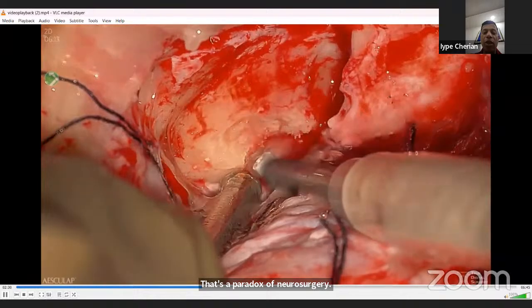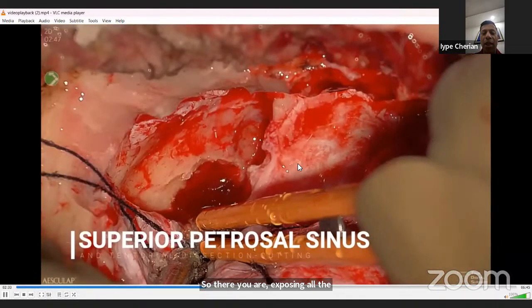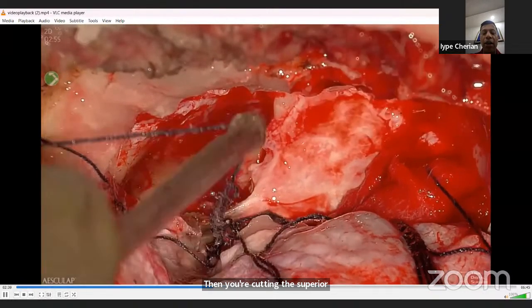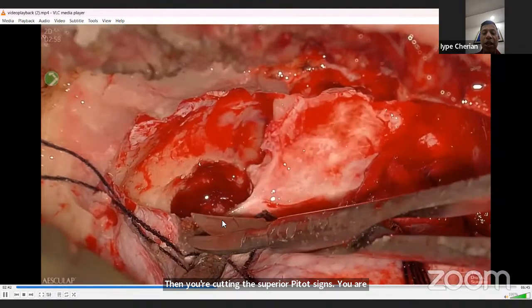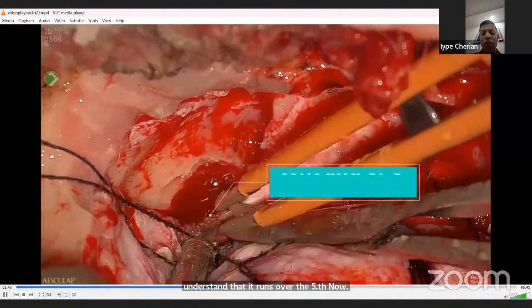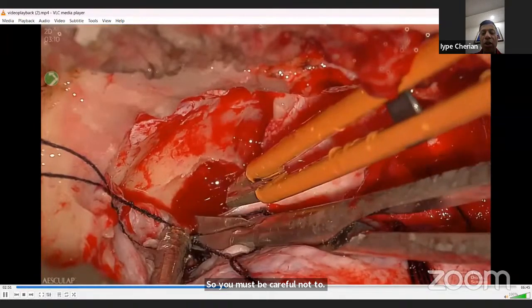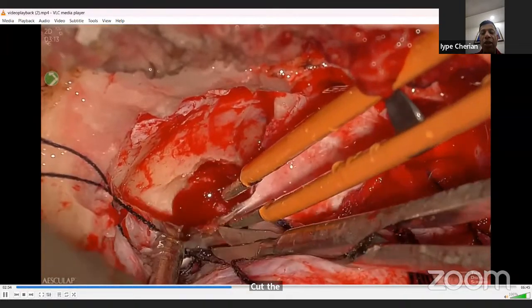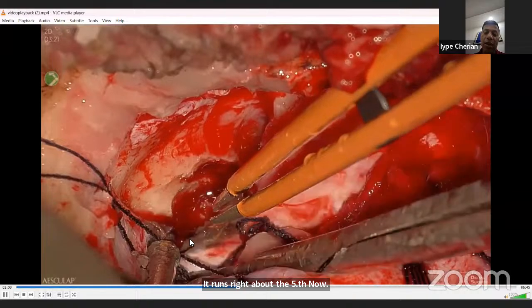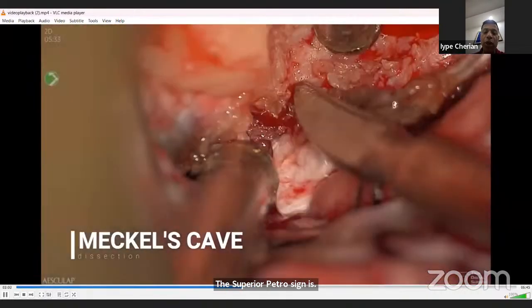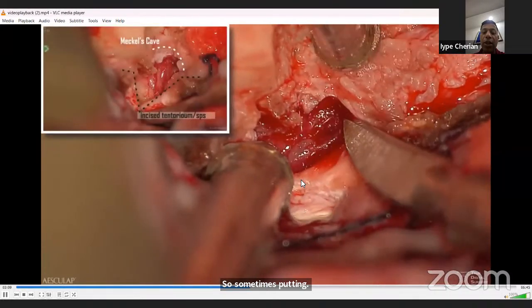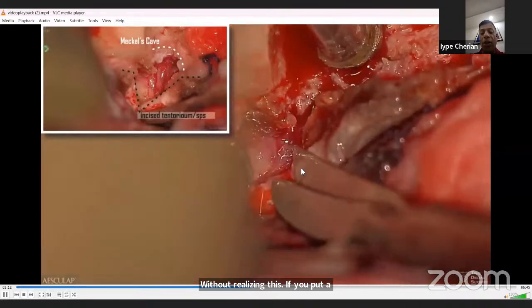So there you are exposing all the way till the IAM. Then you are cutting the superior petrosal sinus. You bipolar it, and you can cut it. You must understand that it runs right above the fifth nerve, so you must be careful not to cut the fifth nerve after bipolaring it. Without realizing this, if you put clips and all, you can damage the fifth nerve.